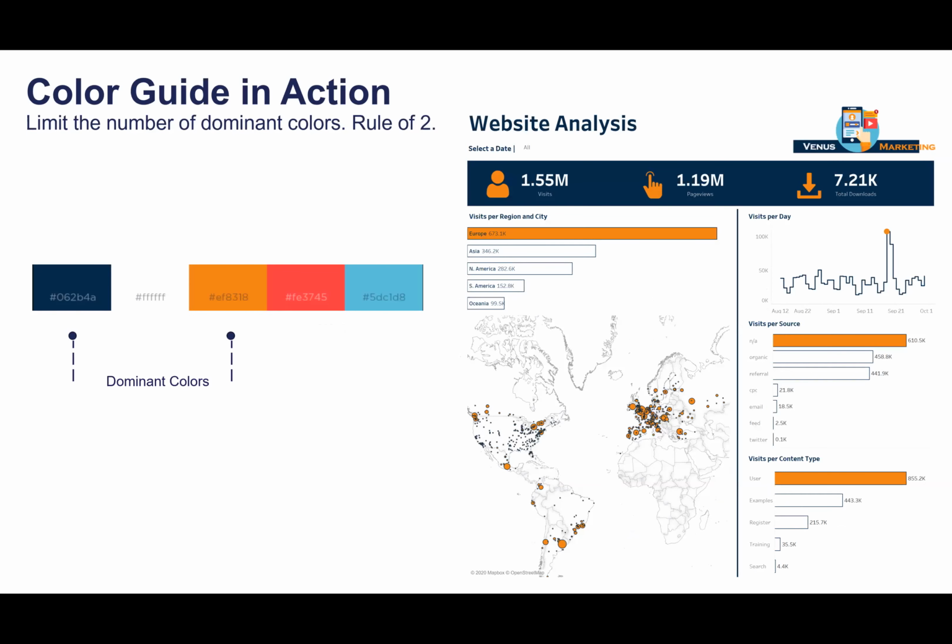In this example here, even though there are a series of colors I could have picked, there are only 2 dominant colors, the blue and the orange. Everything else is white.